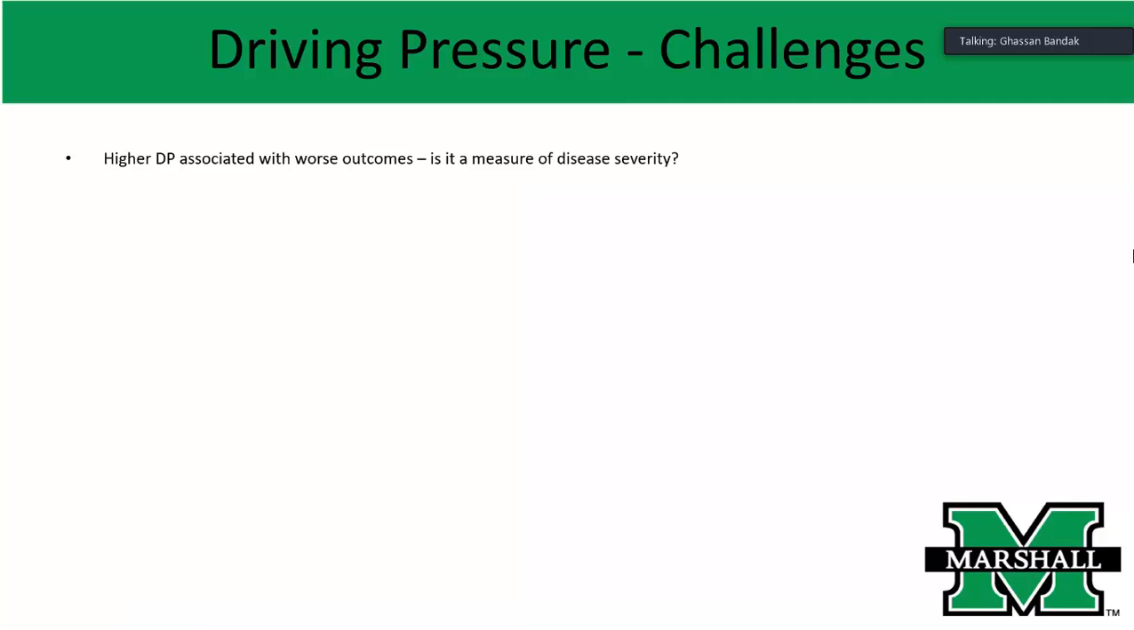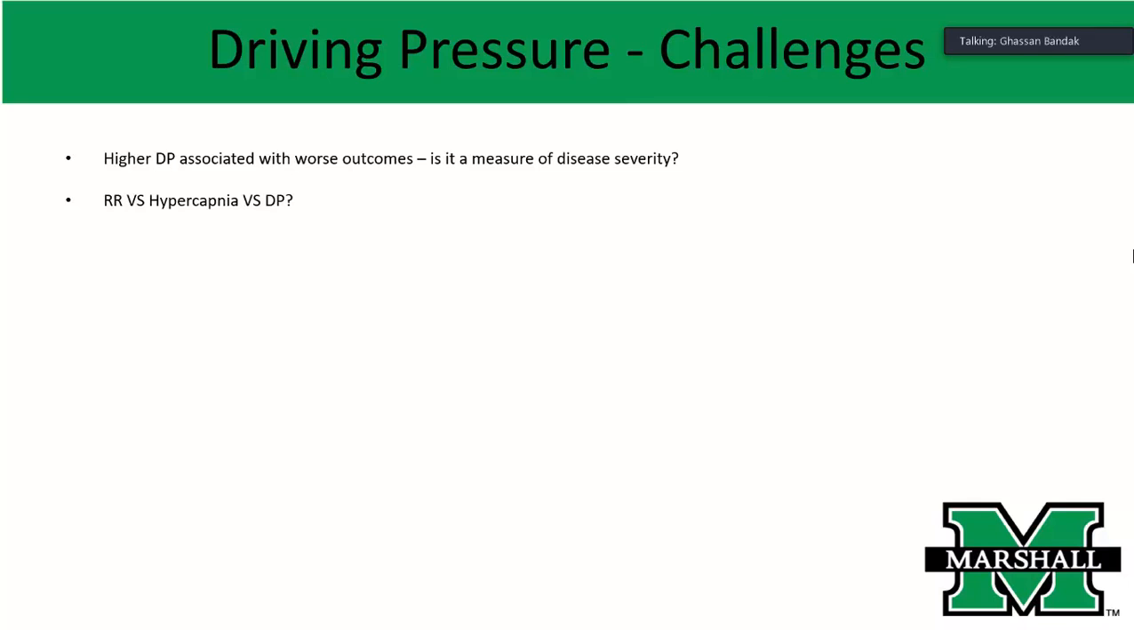Is it a measure of disease severity? Because a lung that is very fibrotic, diseased, with bad ARDS, will generate more pressures than a lung that is healthy, okay? So is the finding in these studies a result of a diseased lung, or is it because we did not titrate to driving pressure? I don't think we know the answer, okay?